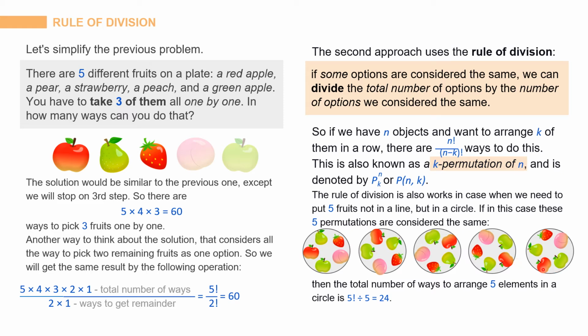So in this case, the total number of ways to arrange the 5 elements in the circle, if all we care about is their relative position, is 5 factorial divided by 5, which equals 24. And again, that's just using the rule of division. We had 5 arrangements that are considered the same for each option. So we just take 5 factorial and divide it by 5.